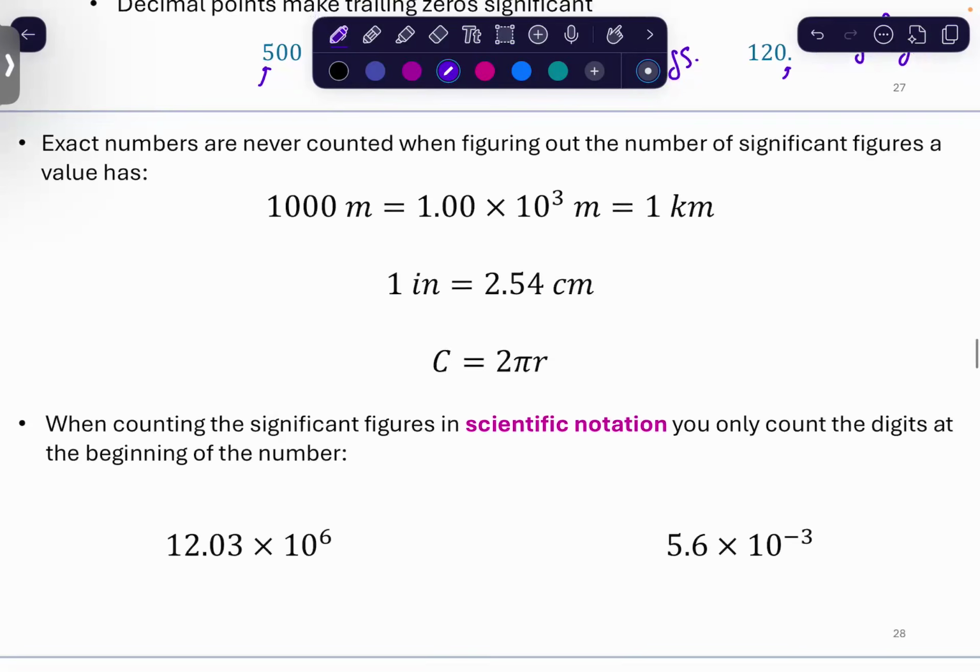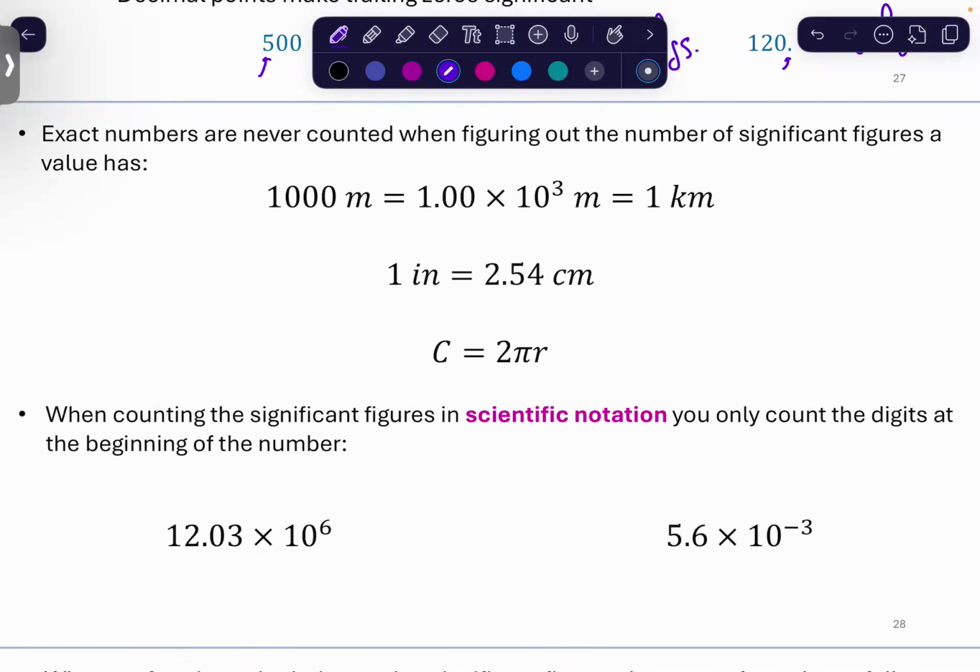We want to make sure we know how to count the significant figures in scientific notation. And so here, if you see the 12.03 times 10 to the sixth, when you're counting the significant figures of scientific notation, you do not count the 10 to the 6. You just do your 1, 2, 3, 4. That's 4 significant figures. Again, the 5.6 times 10 to the negative third. You don't count the 10 to the negative third. And you're just going to have the 1, 2. So the 2 significant figures. You're only counting the number at the front.